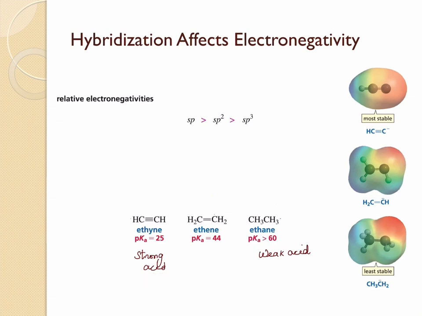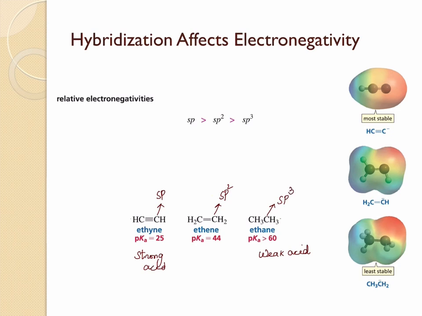Now, the basic difference between these molecules is the presence of different kinds of bonds, right? We have a triple bond here, a double bond here, and single bonds here. And accordingly, the hybridization of the carbons is going to be different, right? This carbon right here is sp hybridized, this one is sp2 hybridized, and this one is sp3 hybridized.